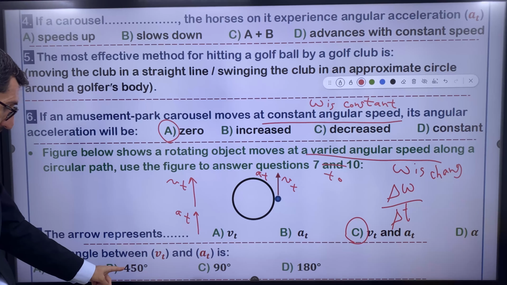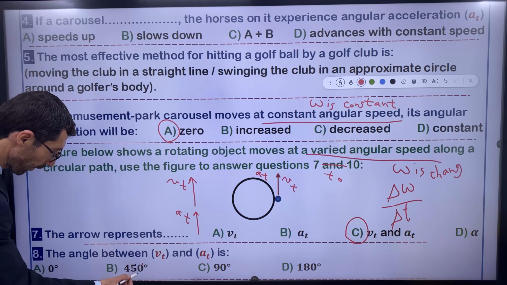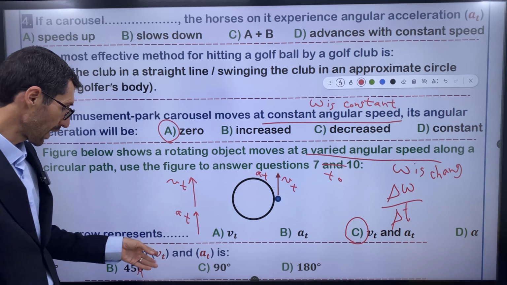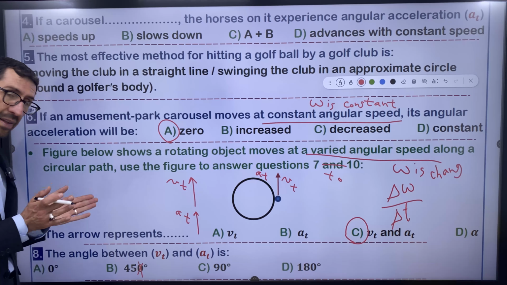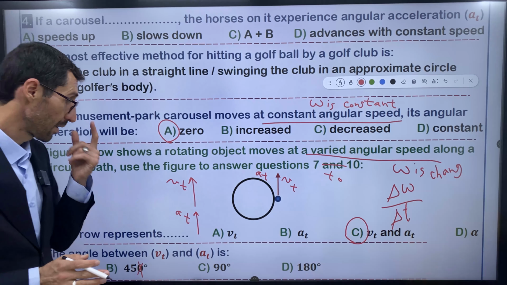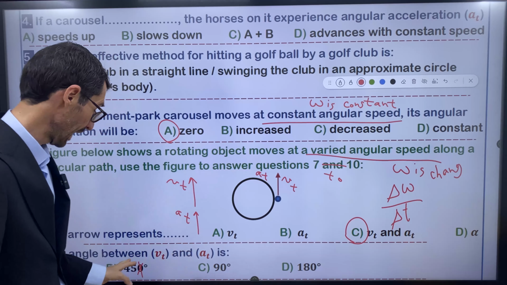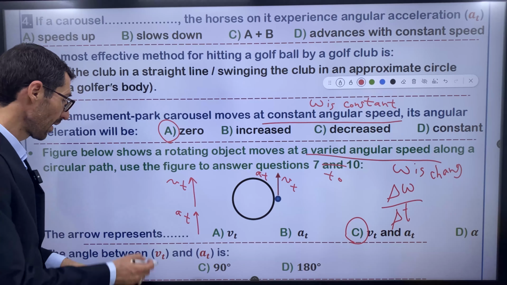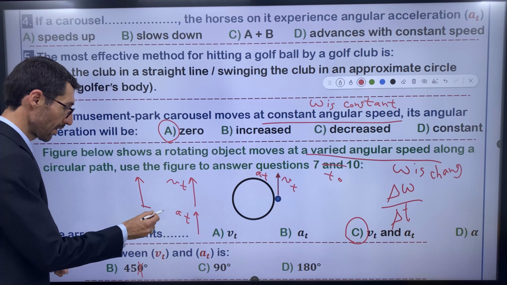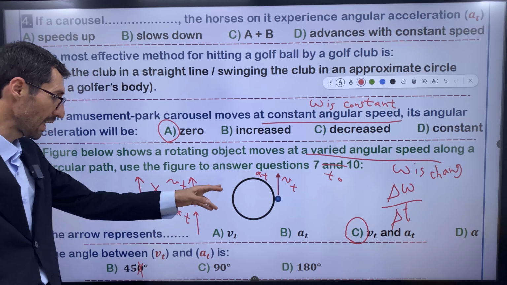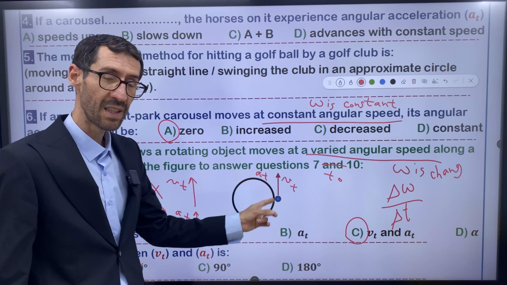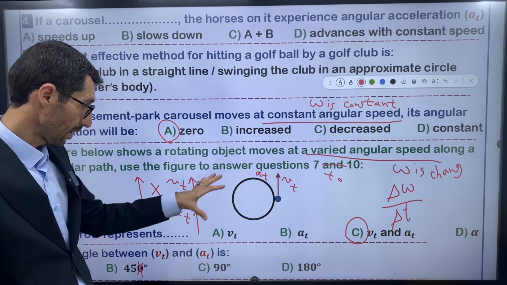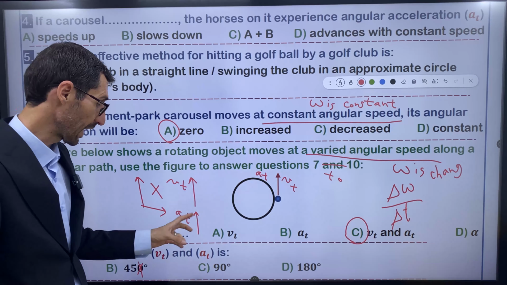45, I think this is 45 degree. It's not 45 degree because 45 degree means they cut each other. The arrows intersect each other. It can't be. See 90. 90 it can't be because they are perpendicular. So we don't have this situation here because I told you AT and VT are the same, right? They have the same arrow vector.